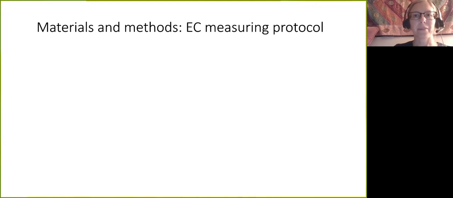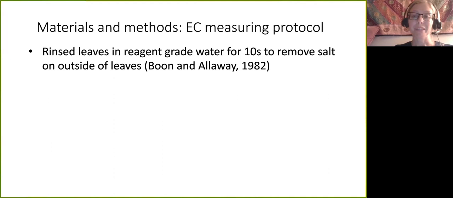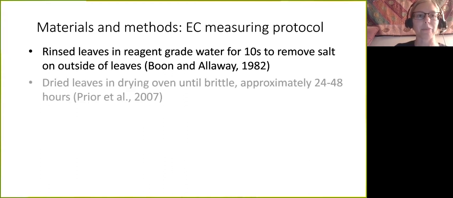So how did I go about measuring the electrical conductivity of these leaves, you might be wondering? Well, there was a lot of fun stuff to do. First, I got to rinse the leaves in reagent grade water. The purpose of this was to remove any of the salt that might have been sprayed onto them from passing cars. I didn't want those salts to interfere with the actual electrical conductivity readings within the leaves. So I rinsed the leaf samples for about 10 seconds in that reagent grade water.